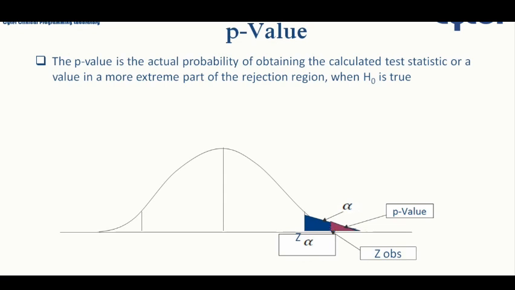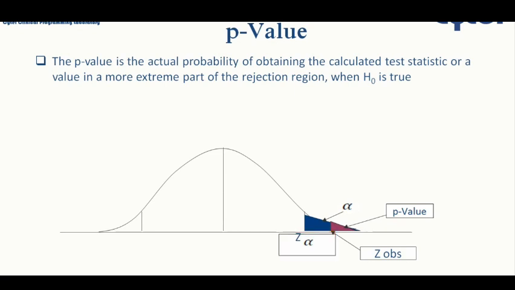Now, why are we going to reject H naught? Because we have considered that alpha will be our type 1 error, so this we don't want it to cross. This is the maximum probability of type 1 error that we would like to commit when H naught is true. So, the p-value is the actual probability of obtaining the calculated test statistic in a more extreme part of the rejection region. So, you are beyond that Z alpha.